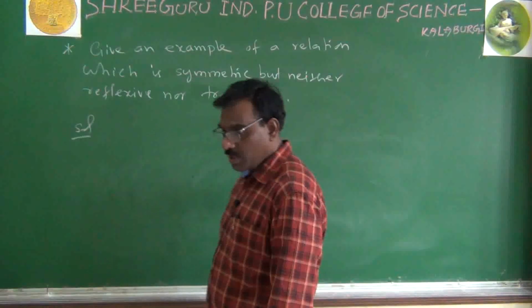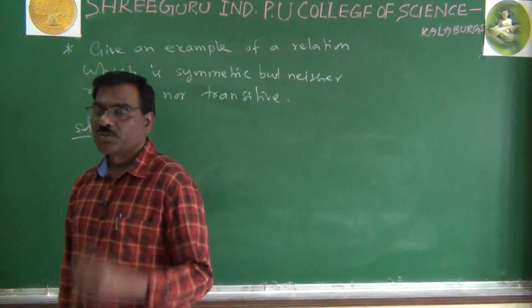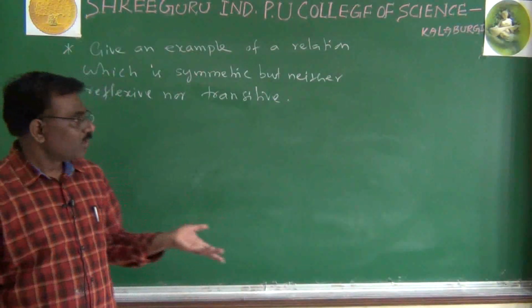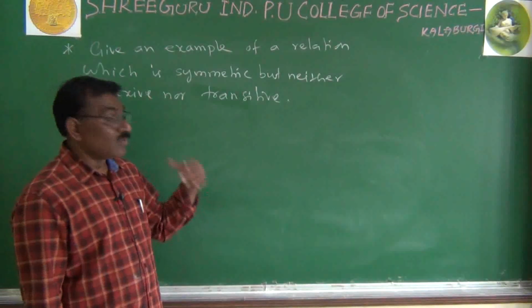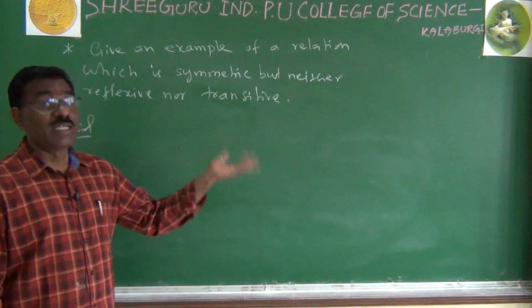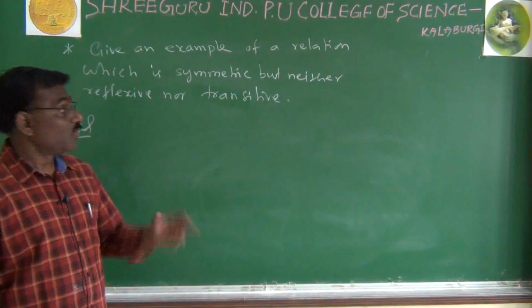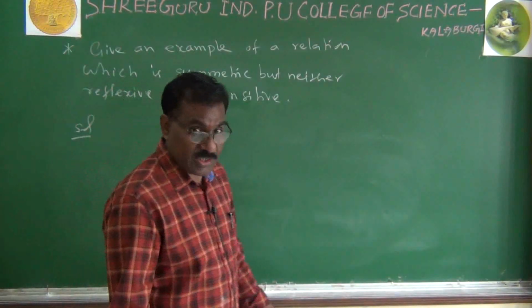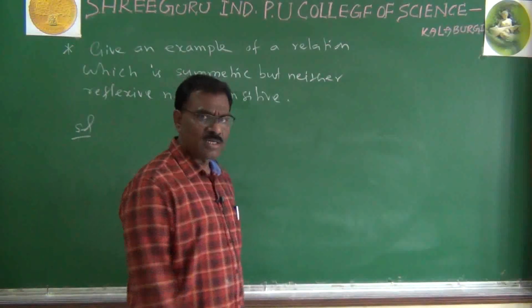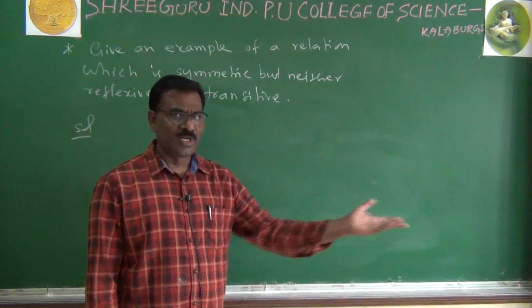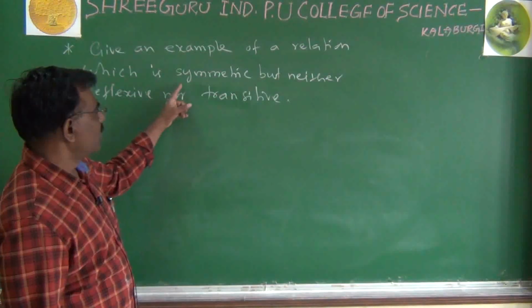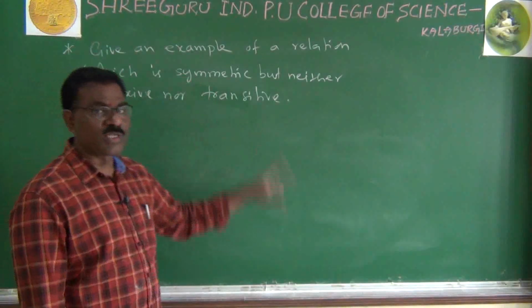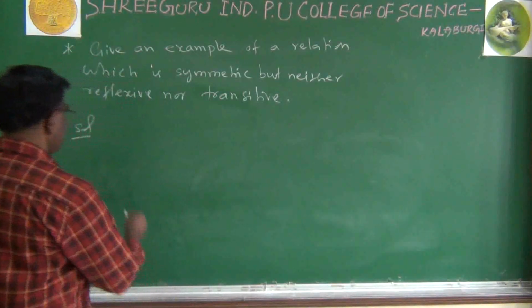Here I will explain generally, but you should try with a set A. For more practice, you take any set, 1, 2, 3, and then you have to write it with no reflexive, no transitive, only symmetric. That is also correct.